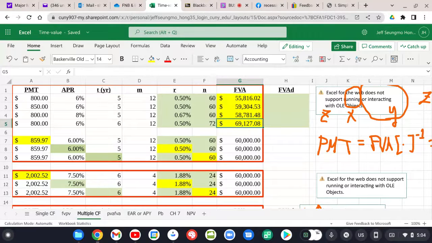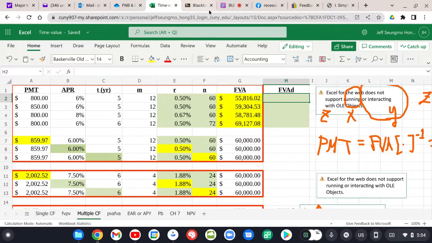Again, the point is, is there a way we can exactly nail the monthly deposit to exactly nail 60K? Yes, there's a way. Of course, I'm gonna get to that later, but not today. Now, what is this? This is called future value of annuity due.